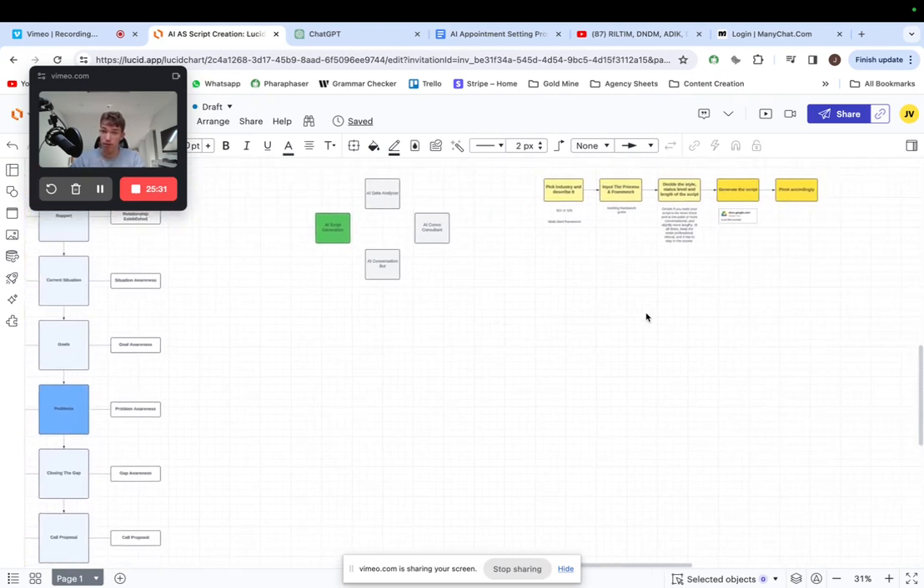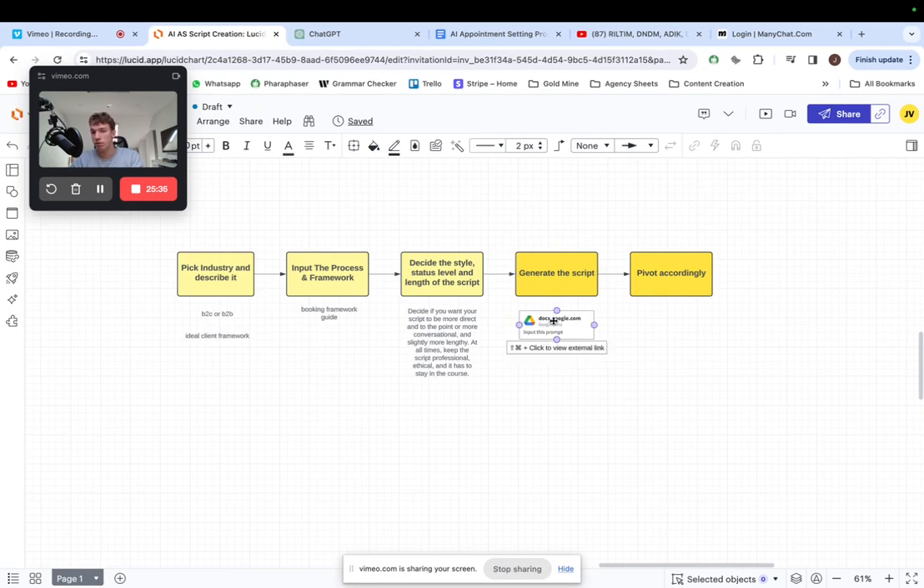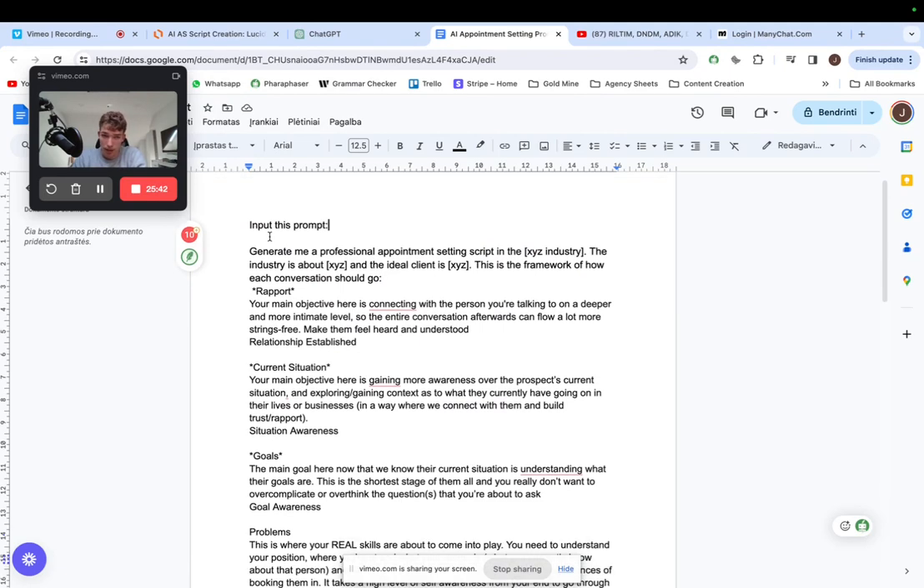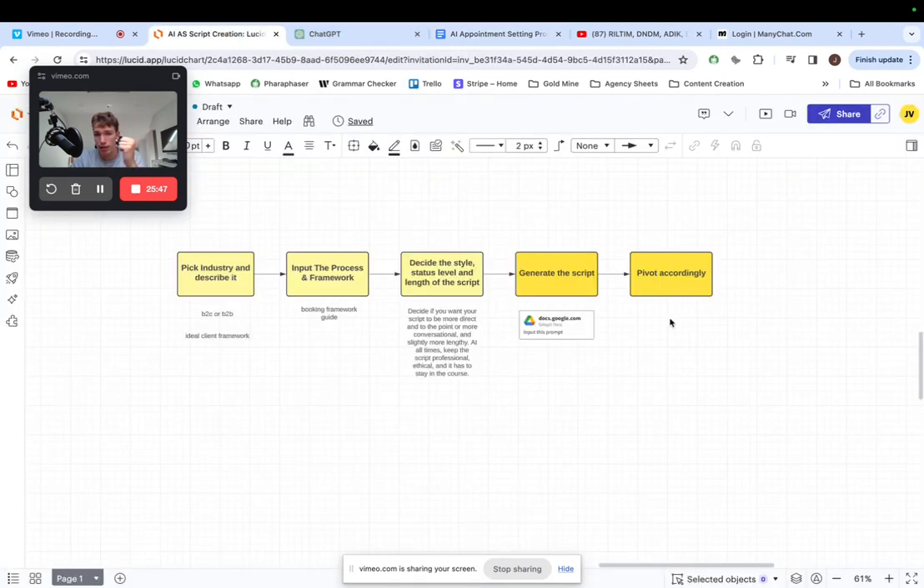So that's very important. And then we're going to pick all this information, input it into the prompt that I have, and provide it to GPT. So this is the prompt, by the way. I've built this prompt and it works pretty well. The main thing, as you can see here, is that after you have the script generated, you need to pivot that script accordingly. That's also why I've gone through almost 20 minutes explaining how the appointment setting process works, what the stages are, what you need to focus on, and gave you a couple of question examples, because now you know how the process should be.